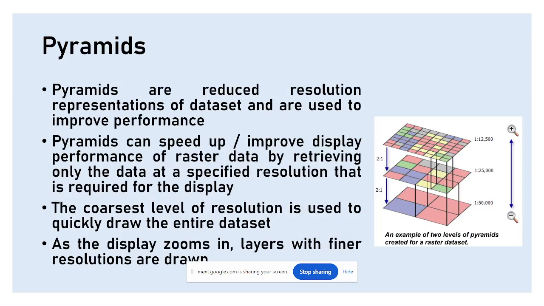Then another one is pyramids. Pyramids are reduced resolution representations of a data set and are used to improve performance. This pyramid method can be noticed in Google Earth. They can speed up or improve display performance of raster data by retrieving only the data at the specified resolution that is required for the display. So when you zoom in or zoom out, according to your requirement, only the data for that region will be retrieved.